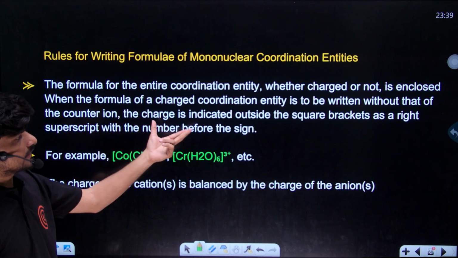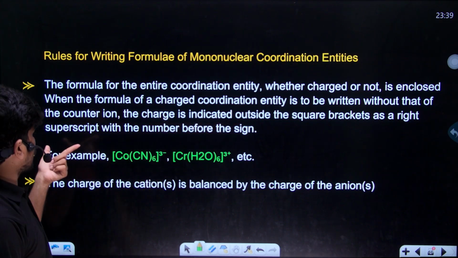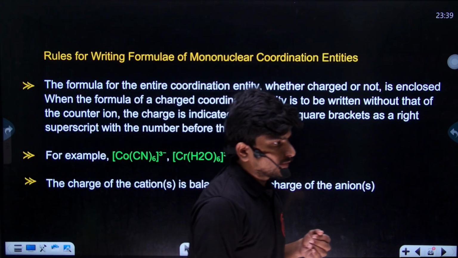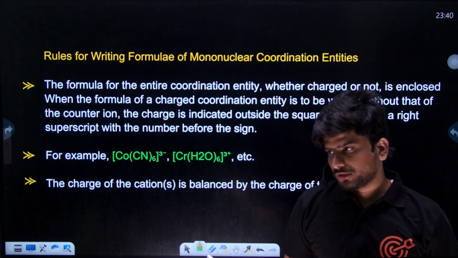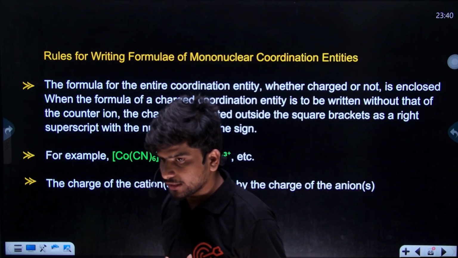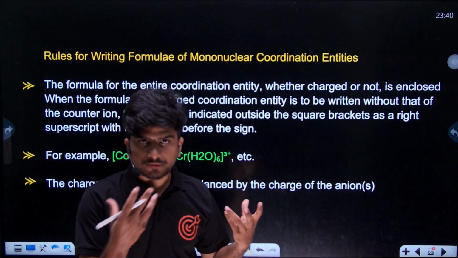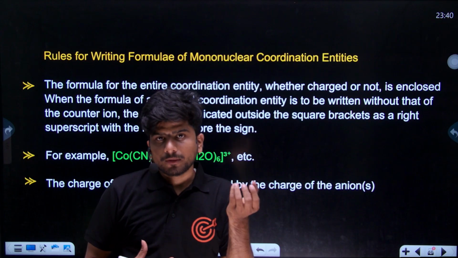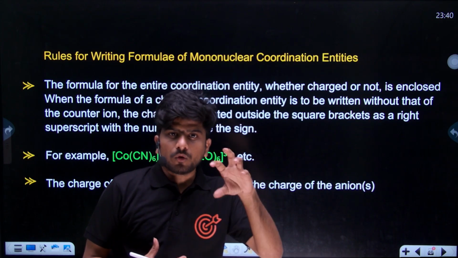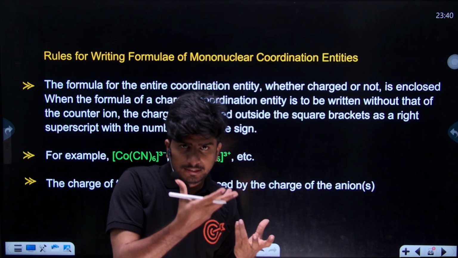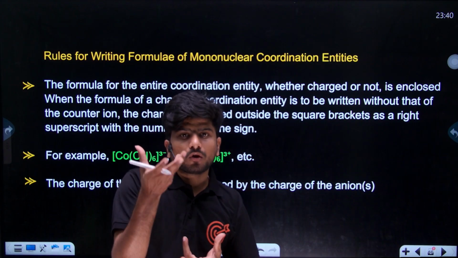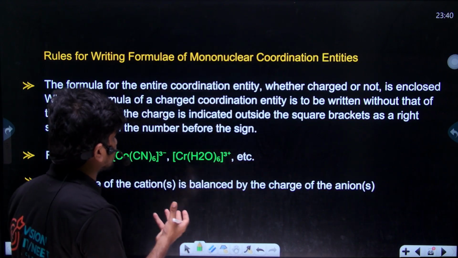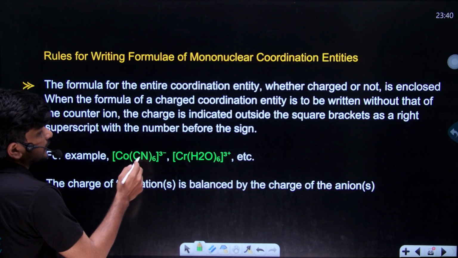The charge is indicated outside the square brackets or as a right superscript with the number before the sign. So what does this mean? What is a counter ion? Suppose I gave you potassium ferrocyanate. Ferrocyanate is the complex part, potassium is the ionized form. Whether you want to write this potassium or not, you can write a charge on the coordination entity. So how do you write it? The coordination entity here is Co(CN)6 3 minus.